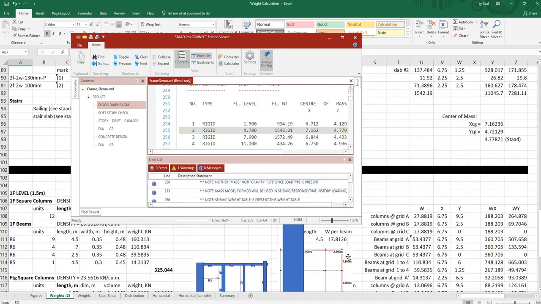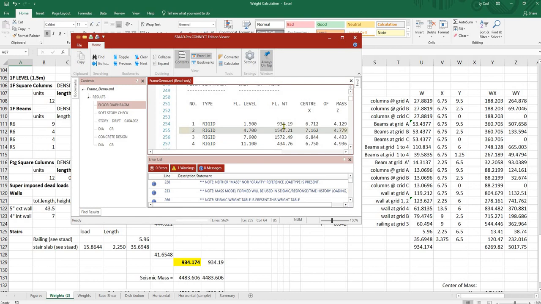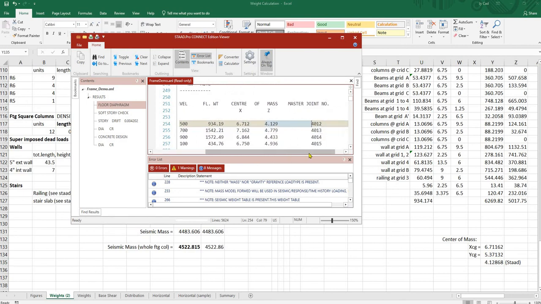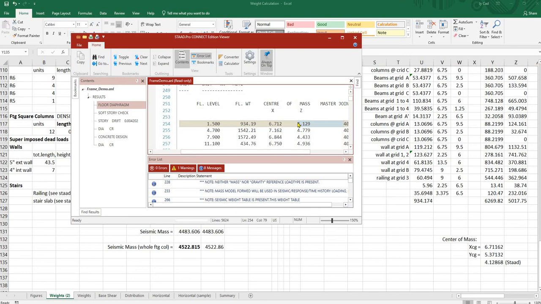Sa first floor naman, the weight is 934.19 kay stud. Sa atin, 934.17. The center of mass, 6.71. Ayan. So, halos parehas. And 4.13. Dito, 4.13 din. Ayan, 4.13. So, I'm showing you na ang manual solution tsaka software solution is very similar. Okay, guys? So, that's it. Thank you for listening. Natapos natin ang computation ng center of mass.